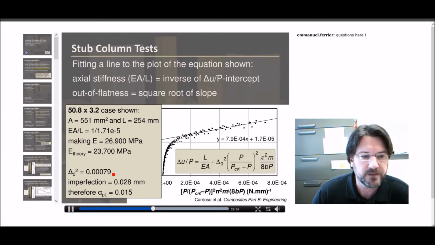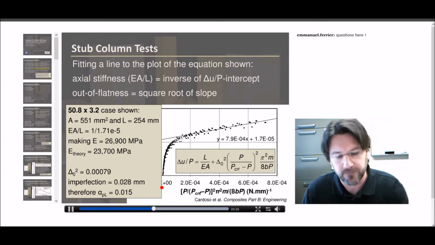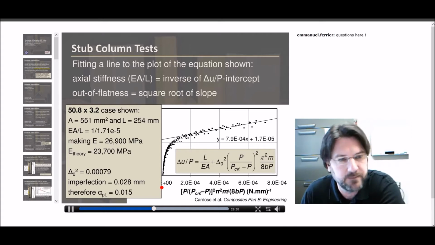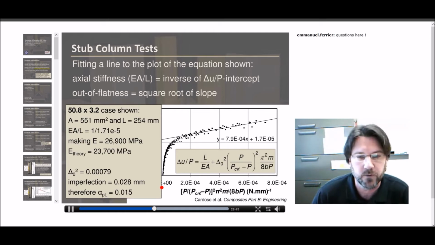The square root of this slope gives us a plate imperfection of about 3/100ths of a millimeter, which corresponds to about 1.5% in terms of the plate outer flatness. And so that's a good measure for this particular product. And of course, this is going to differ depending on the protrusions that you're looking at and depending on the manufacturer as well, potentially. And so these would be values that would be given by the manufacturer for their particular material, essentially a tolerance.